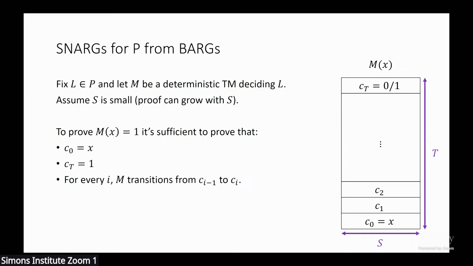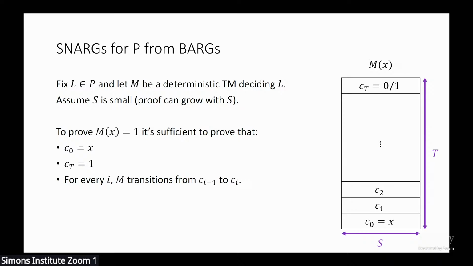So maybe a naive idea would be just to BARG all these statements together and send it to the verifier. Okay, so you could do that. The problem is that the verifier can't really check this BARG, right? The verifier, in order to check the BARG, needs to know all the statements, right? And in this case, our statements are just defined by the sequence of configurations. So in order to verify the statements, the verifier needs to itself compute all the configurations, needs to run the entire computation. We're not going to get anything efficient here.